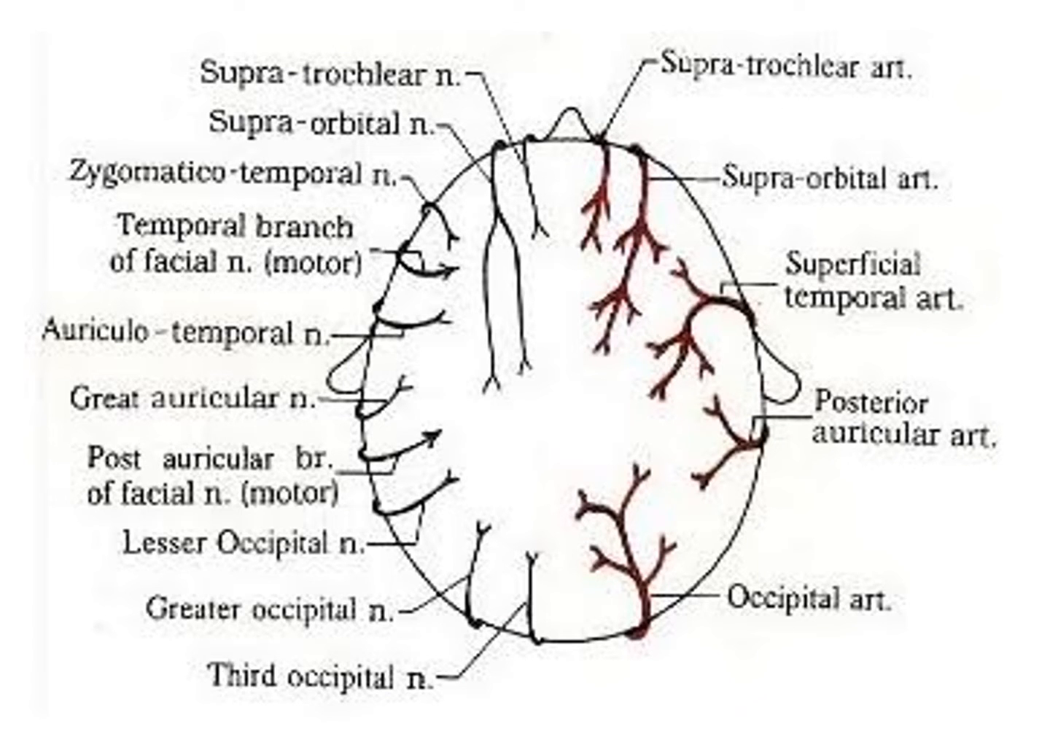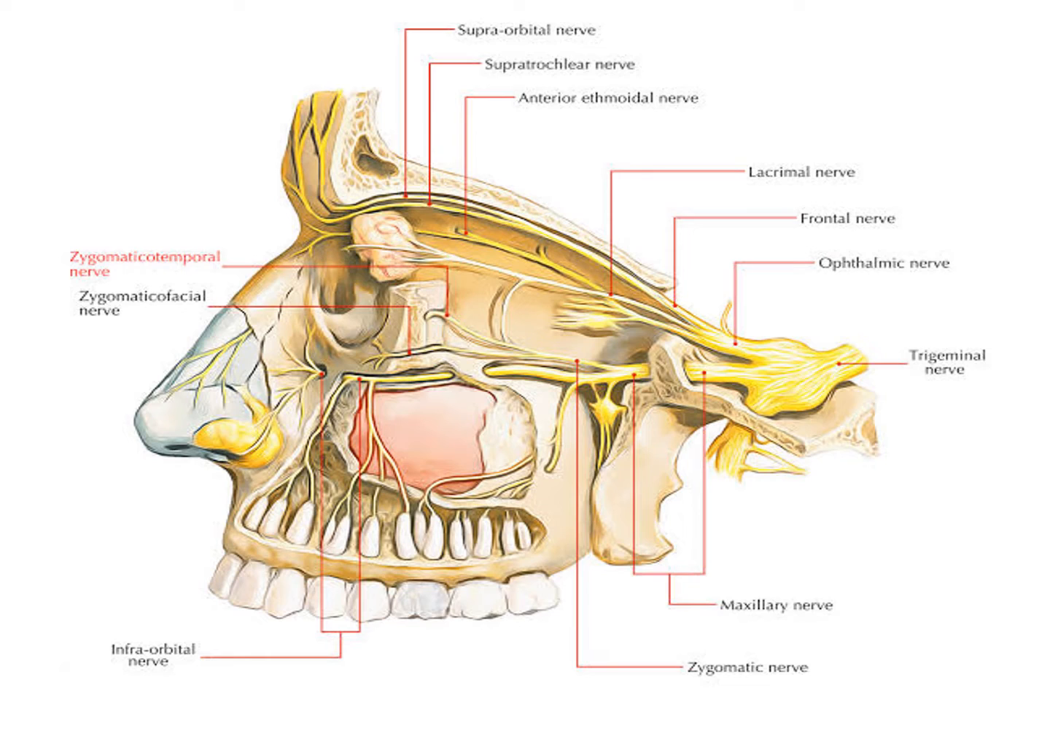Having discussed the supratrochlear nerve and the supraorbital nerve, now we'll move on to the next nerve, that is the zygomaticotemporal nerve. This is the zygomaticotemporal nerve, which you can see here. It is a branch of the zygomatic nerve, which in turn is from the maxillary division of the trigeminal nerve.